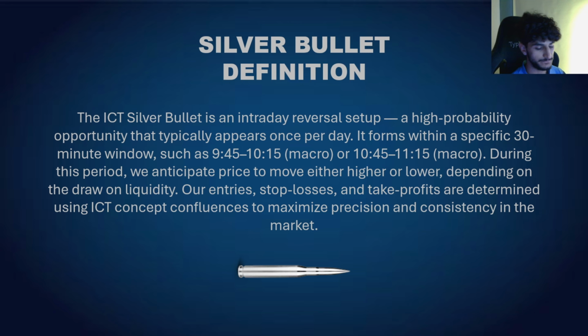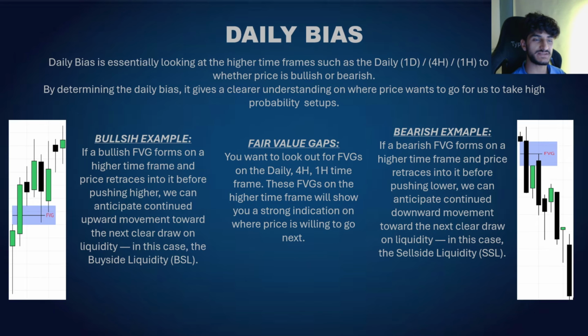Okay. Now, the first thing I want to talk to you guys about is daily bias. Daily bias is essentially looking at the higher time frames, such as the daily, the 4-hour, and 1-hour time frames, to determine whether a price is bullish or bearish. By determining the daily bias, it gives a clearer understanding on where price wants to go for us to take a high probability setup.